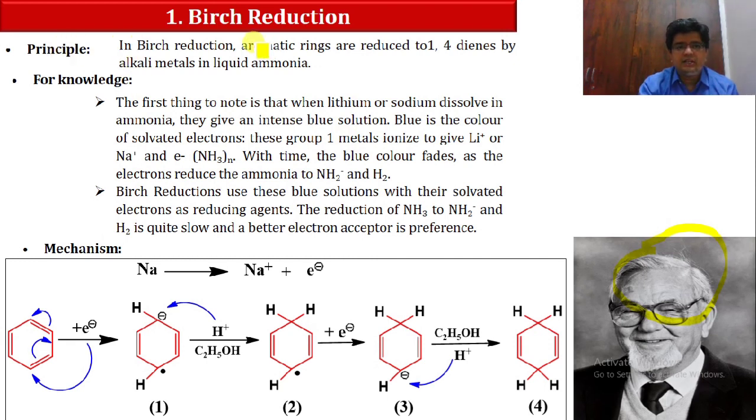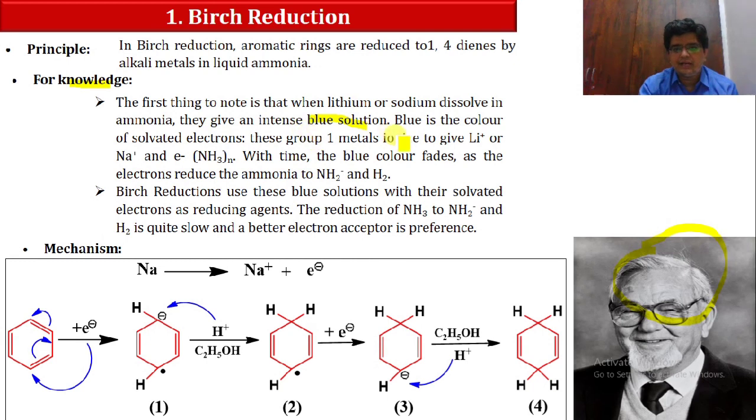In Birch reduction, aromatic rings are reduced to 1,4-diene by alkali metal in liquid ammonia. So that is the principle of Birch reduction. So from the knowledge point of view, you have to remember that when lithium or sodium metal dissolves in ammonia, they give an intense blue color. Now this blue is the color of the solvated electrons.